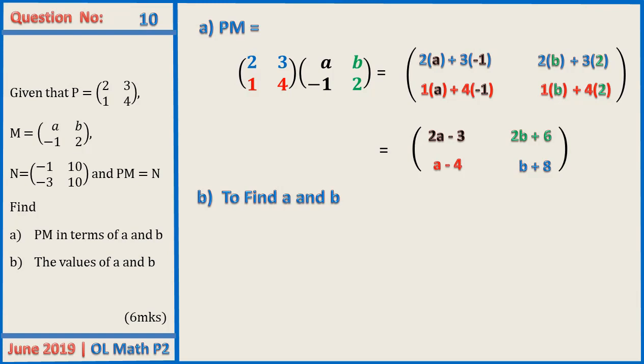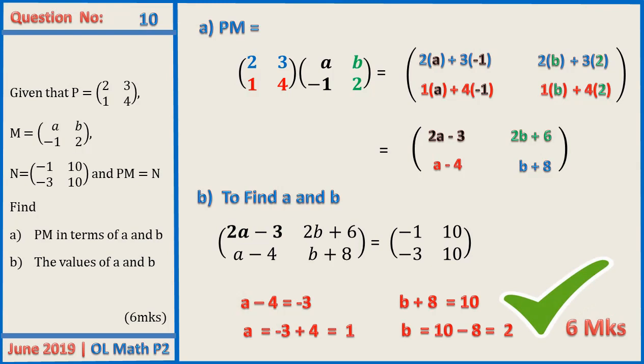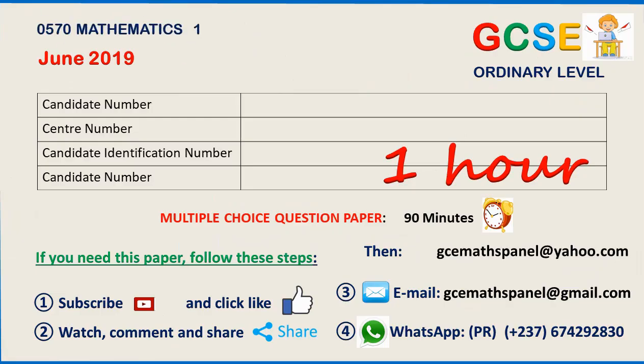Now in B, we have to look for the values of A and B. Since PM is equal to N, it means that corresponding entries are equal. So I'll just use any one, the ones which will give me the answers very fast. So I have A minus 4 equal to minus 3 corresponding. So A must be equal to 1. And B plus 8 equals 10. So B should be 10 minus 8, which is 2. 6 marks.